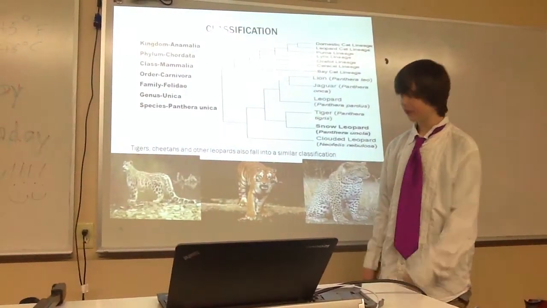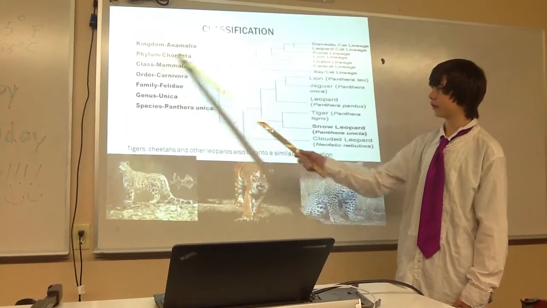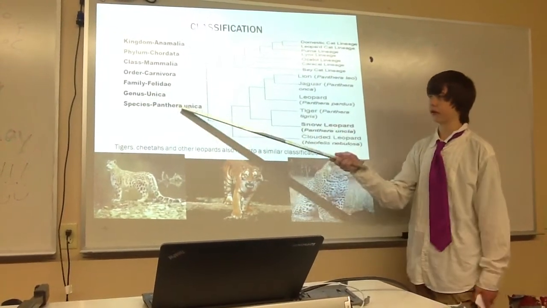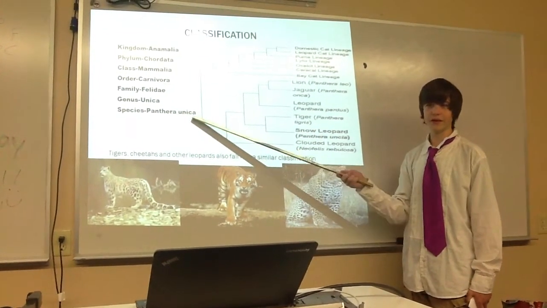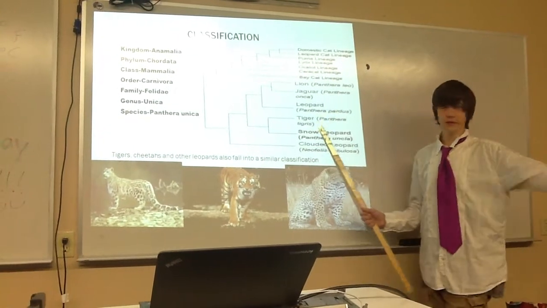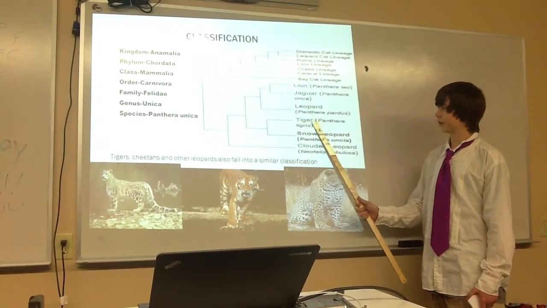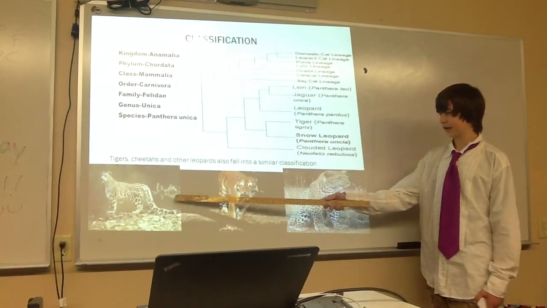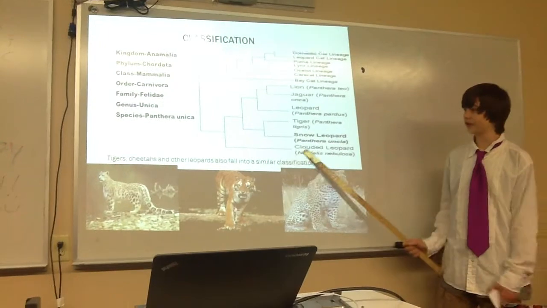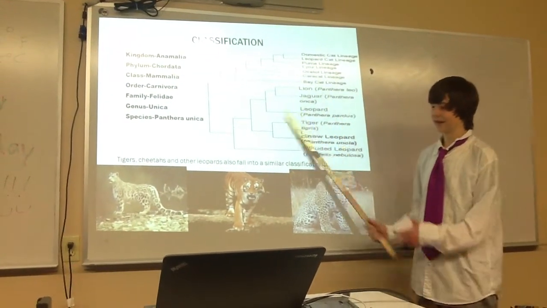Alright, so here we have the classification of the animal. It falls in the Animalia, Chordata, Mammalia, and the related family, and the genus is Panthera, and it's Panthera uncia, if you're wondering that. And here you can see how it fits in with the rest. There's the snow leopard right here, with the tiger and leopard falling into it, and so I have some pictures. Tiger and leopard also fall in similar classification. And so you guys can write that down. It's a good thing to know.